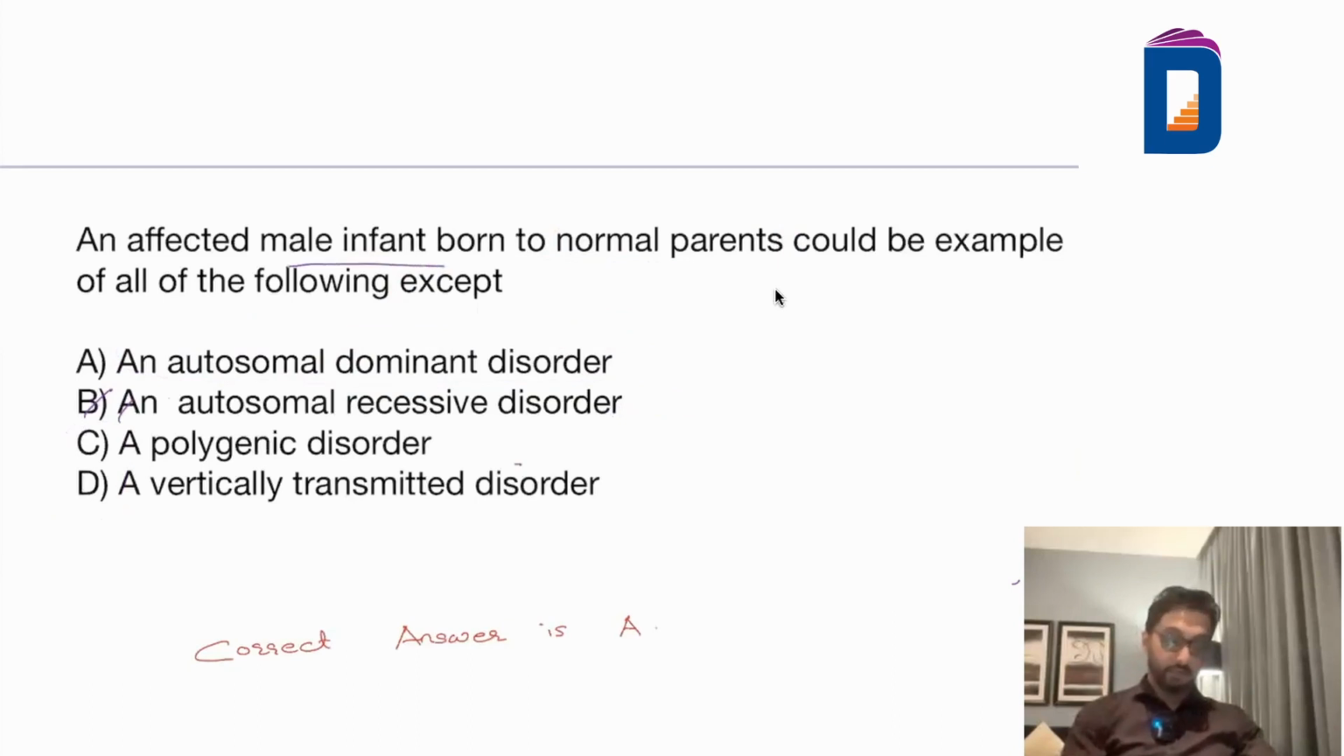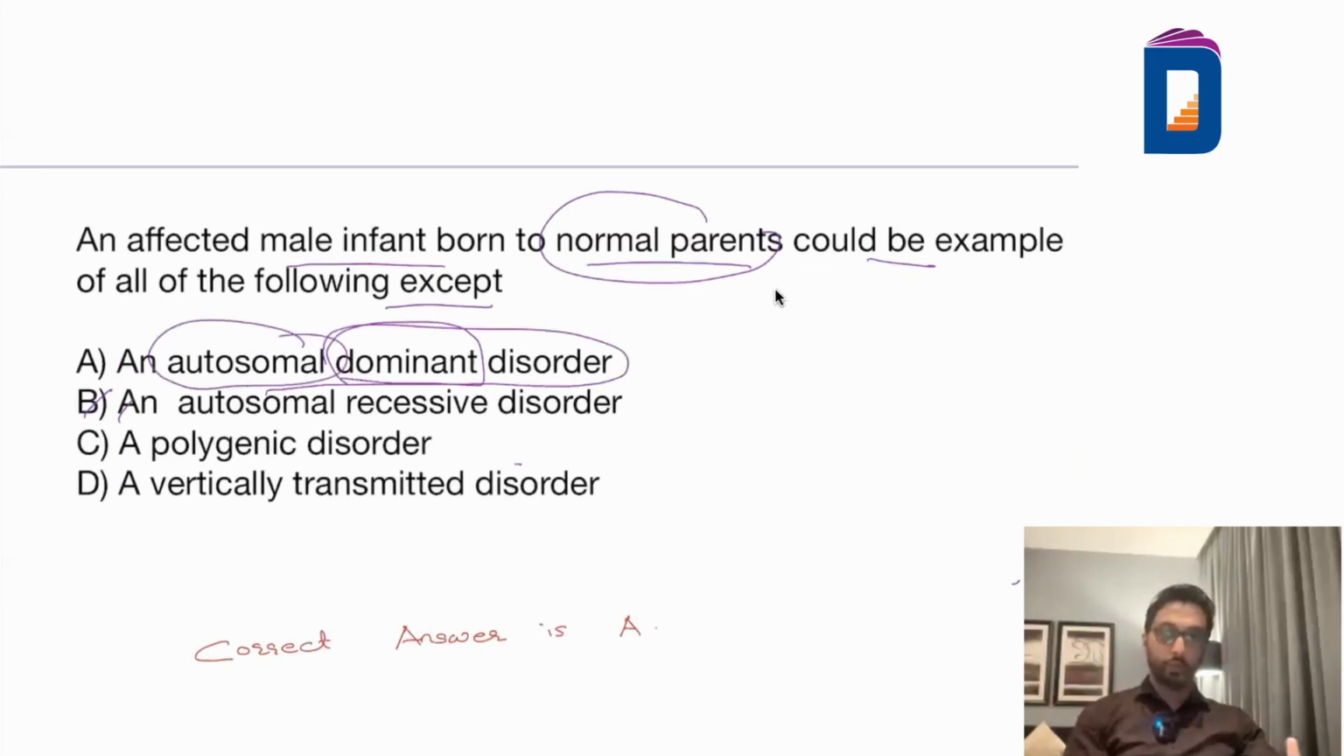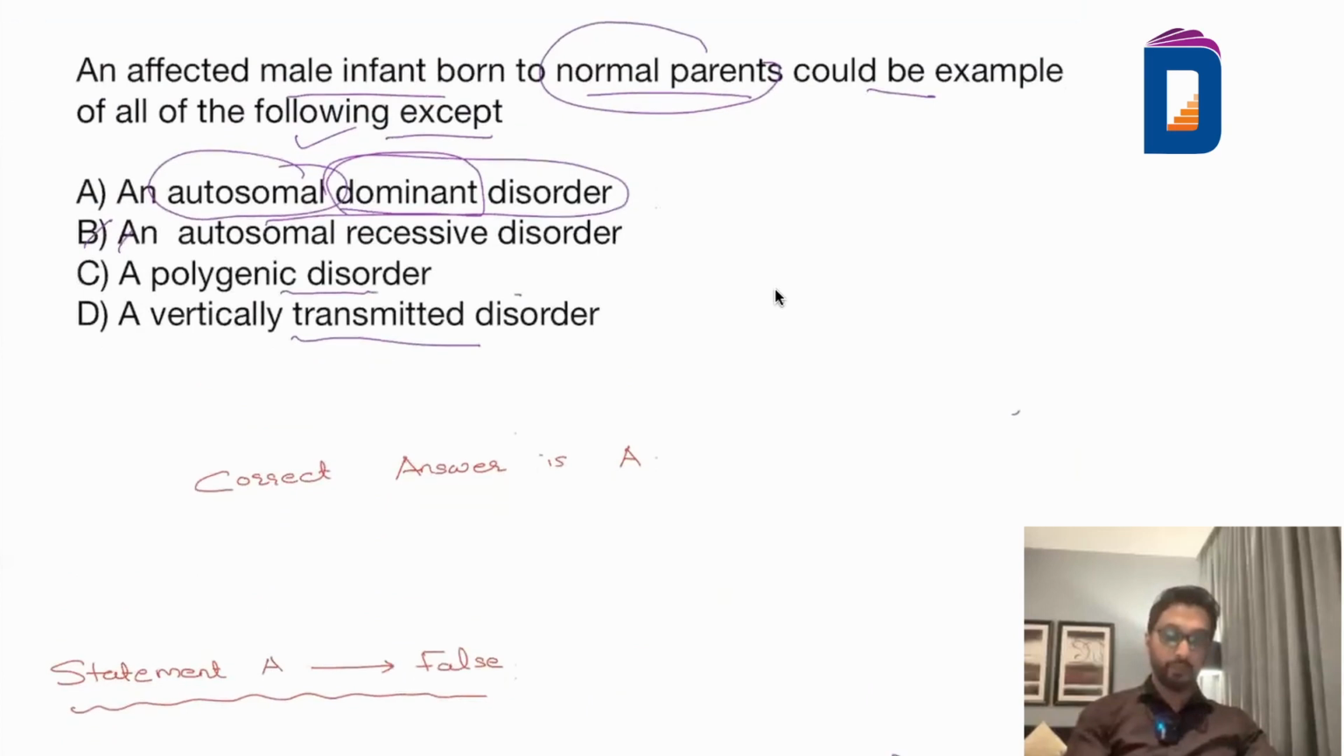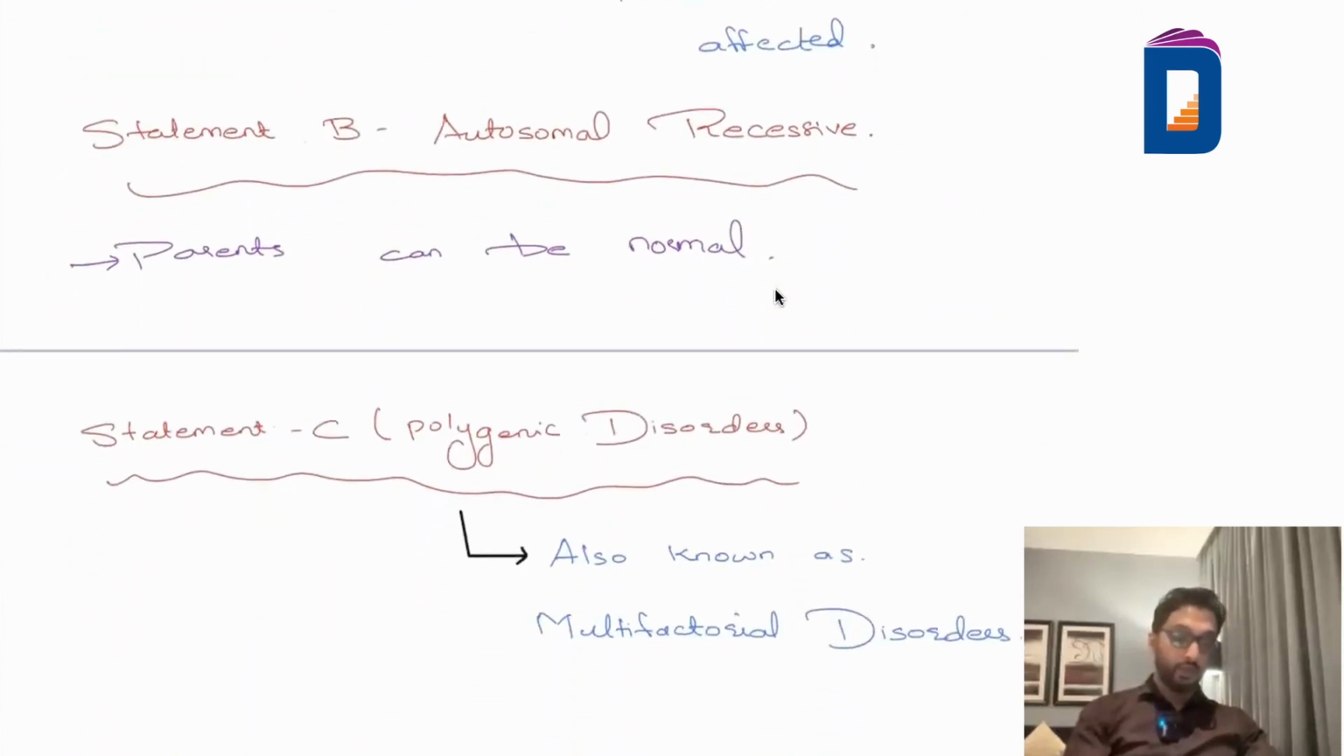An affected male infant born to normal parents could be an example of all except. So normal parents could never be in an autosomal dominant, or I would say it could never be dominant, especially autosomal dominant, because in dominant one parent will be affected. Even in X-linked dominant also, but more commonly autosomal dominant. So in polygenic also there can be a normal parent, and in a vertically transmitted disorder also there can be a normal parent. We'll see that. The first you understood.